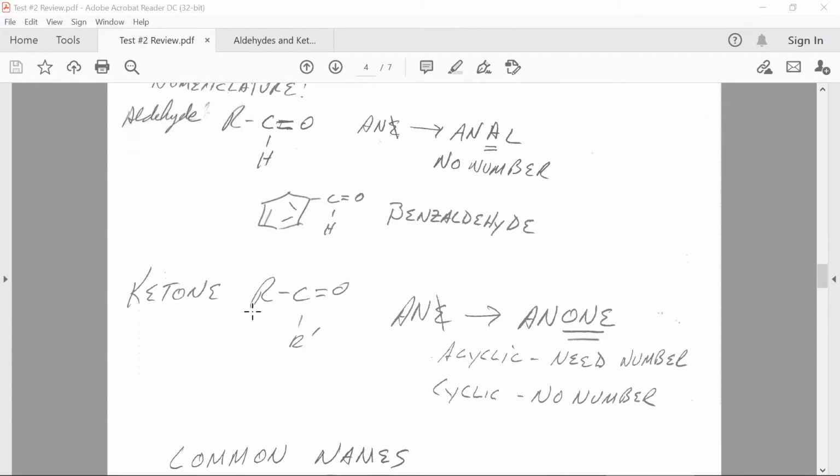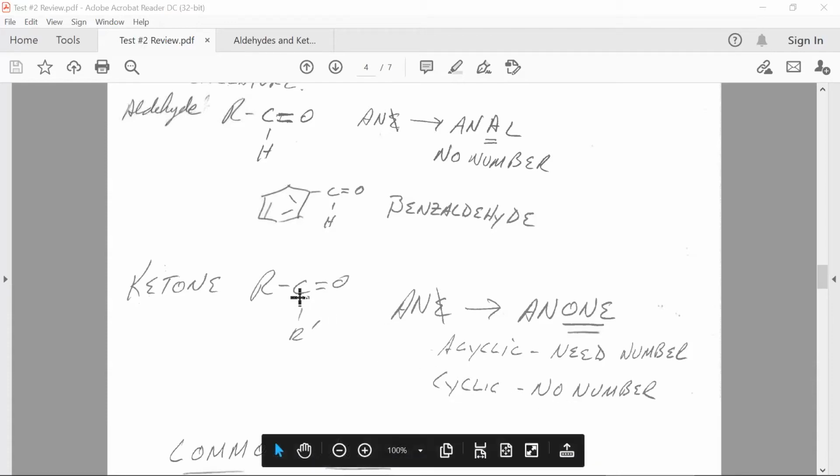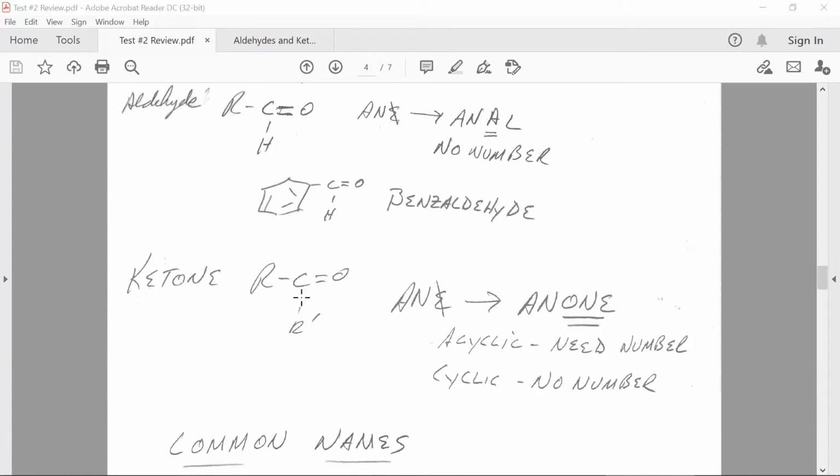All right, next, ketones: carbonyl, bond to oxygen with R and R prime. Find the longest chain that includes the carbonyl carbon, name it as an alkane, and it can also be a ring, a cycloalkane. Drop the E, add ONE. For acyclic, not a ring, you need a number. And this carbonyl carbon has priority, which means it gets the lowest number in the chain, starting from either end of the chain, never in the middle, wherever that carbon is. For a ring, cyclic, no number, because the carbonyl carbon is always 1. IUPAC knew that, it rocks. And that's why it's always number 1.